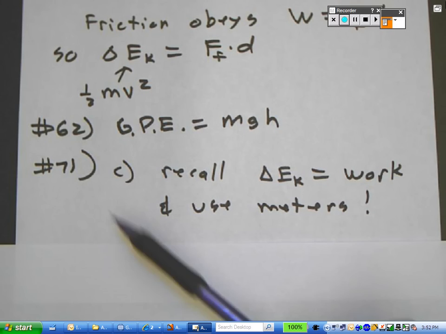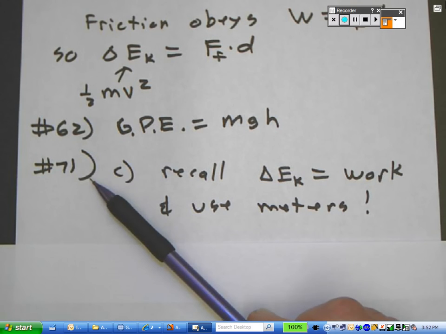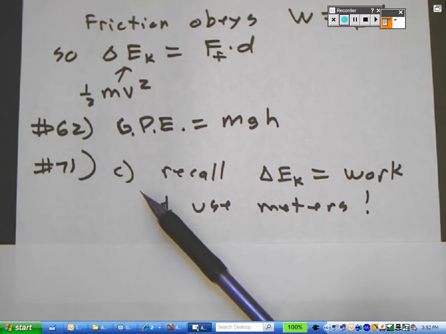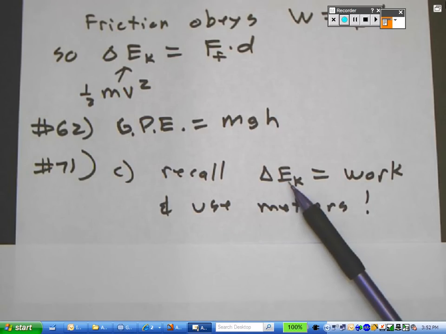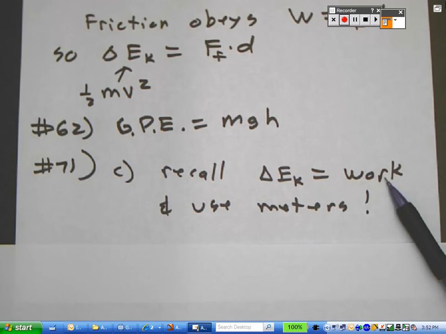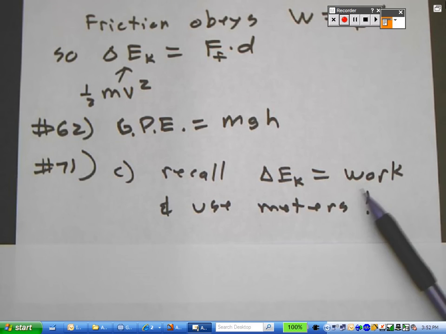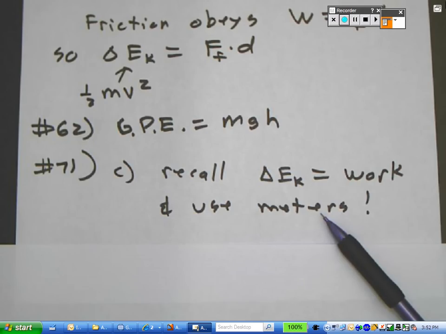For 71, A and B should be quite reasonable. Part C, it will help for you to recall that the change of kinetic energy is equal to the work done. Don't forget, centimeters are not going to get you to the right answer. And the reason is because a joule is a Newton times a meter.